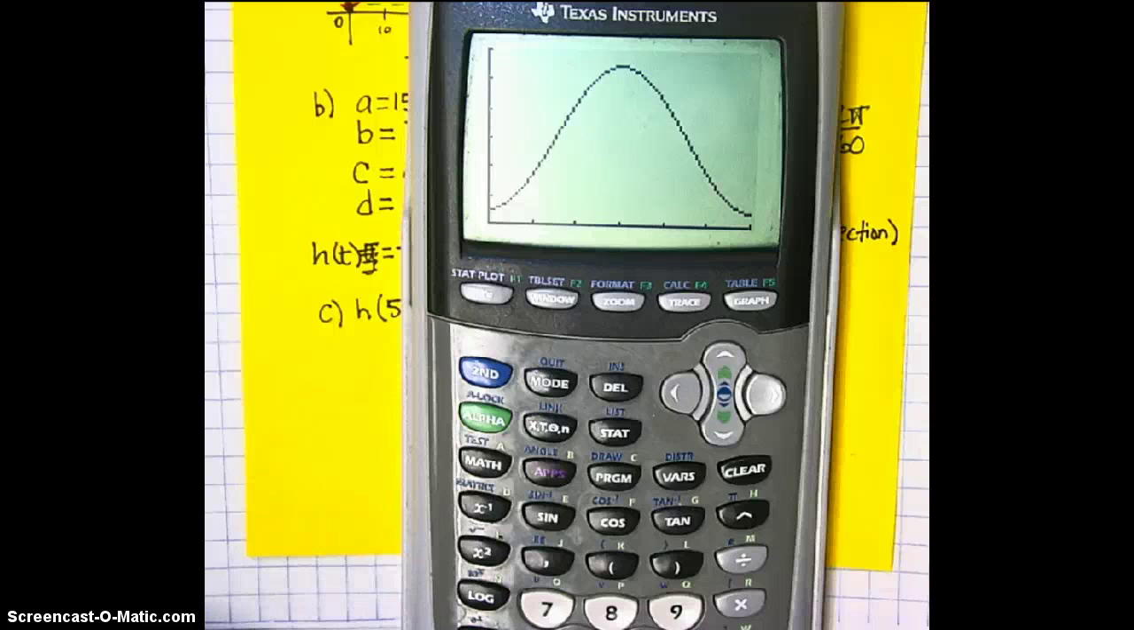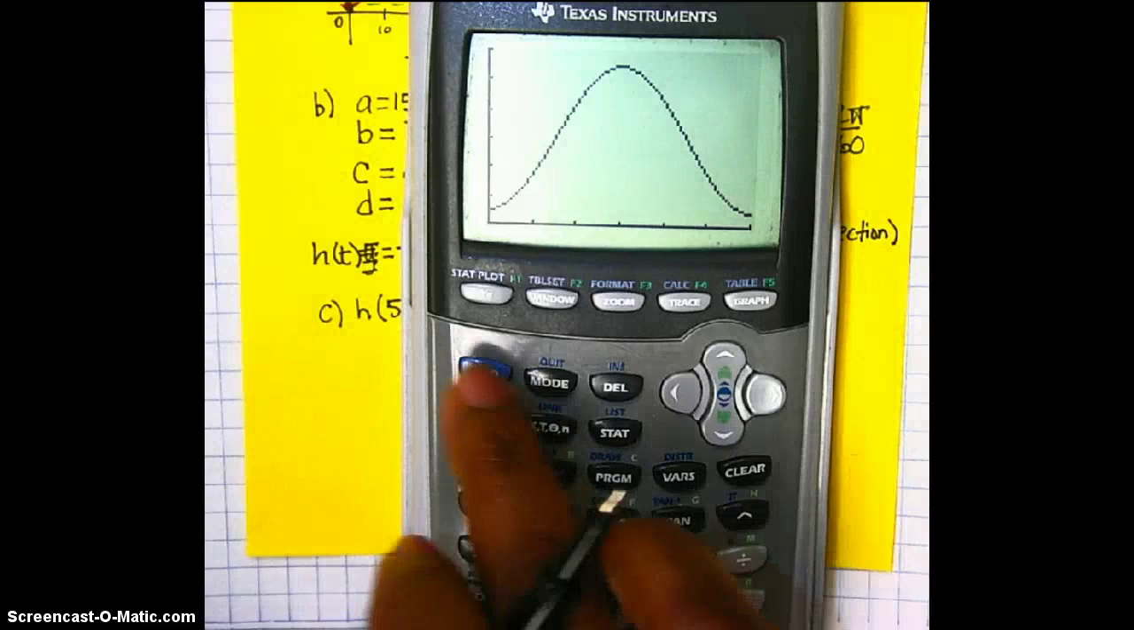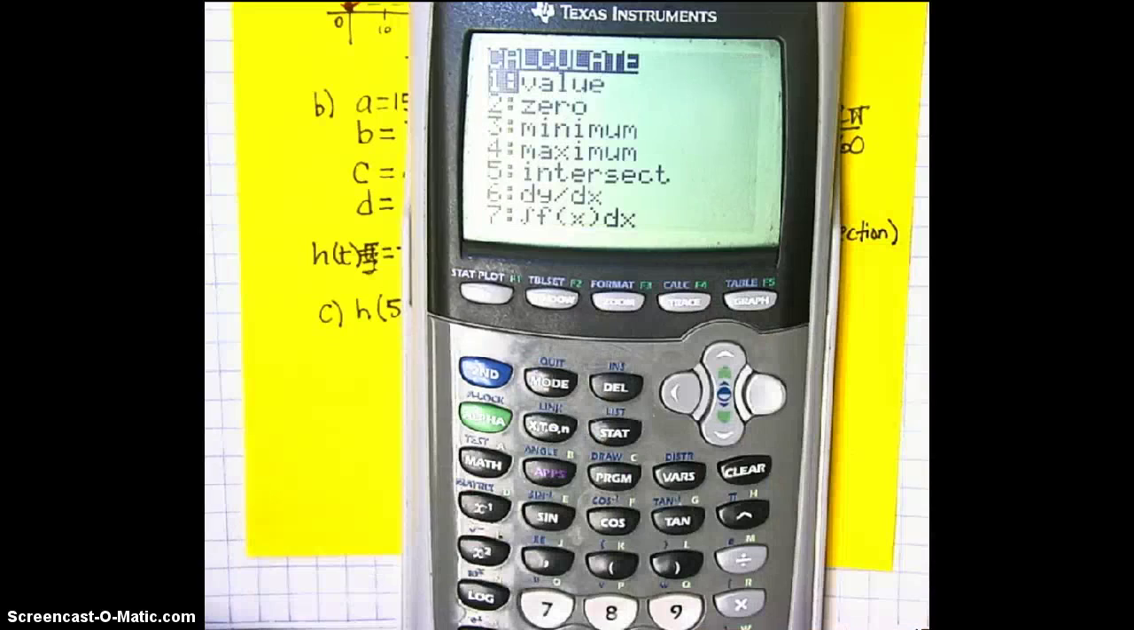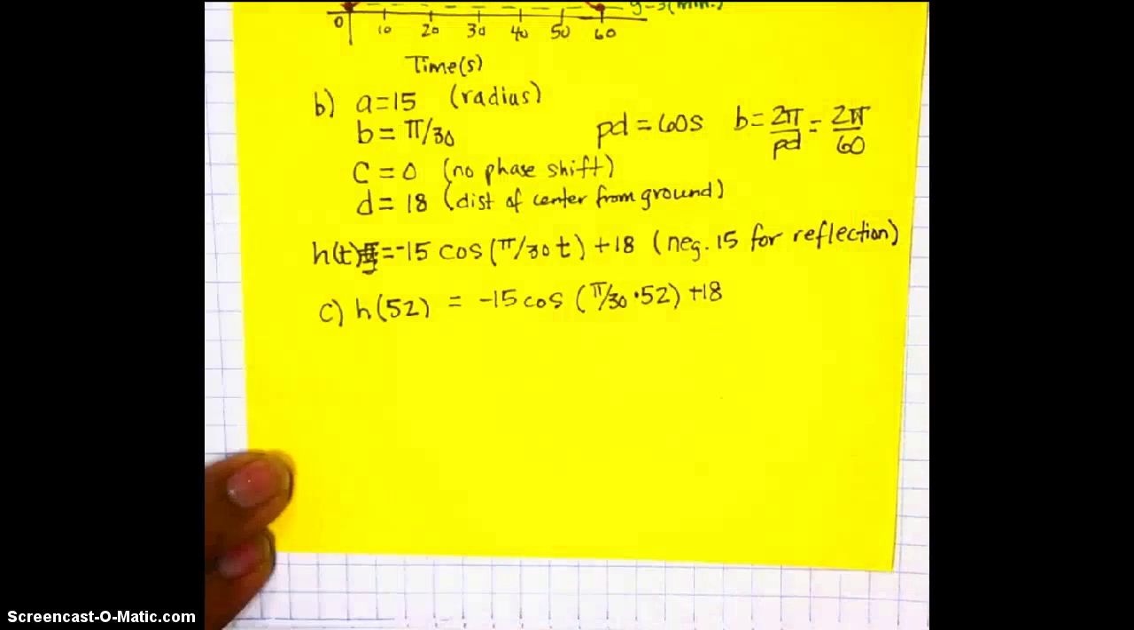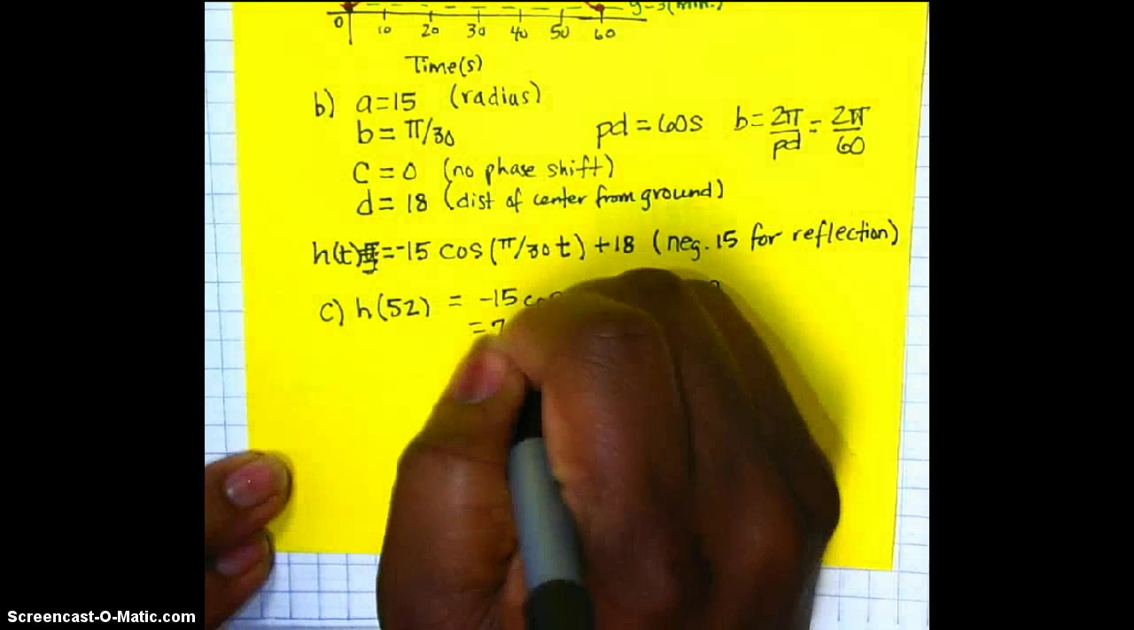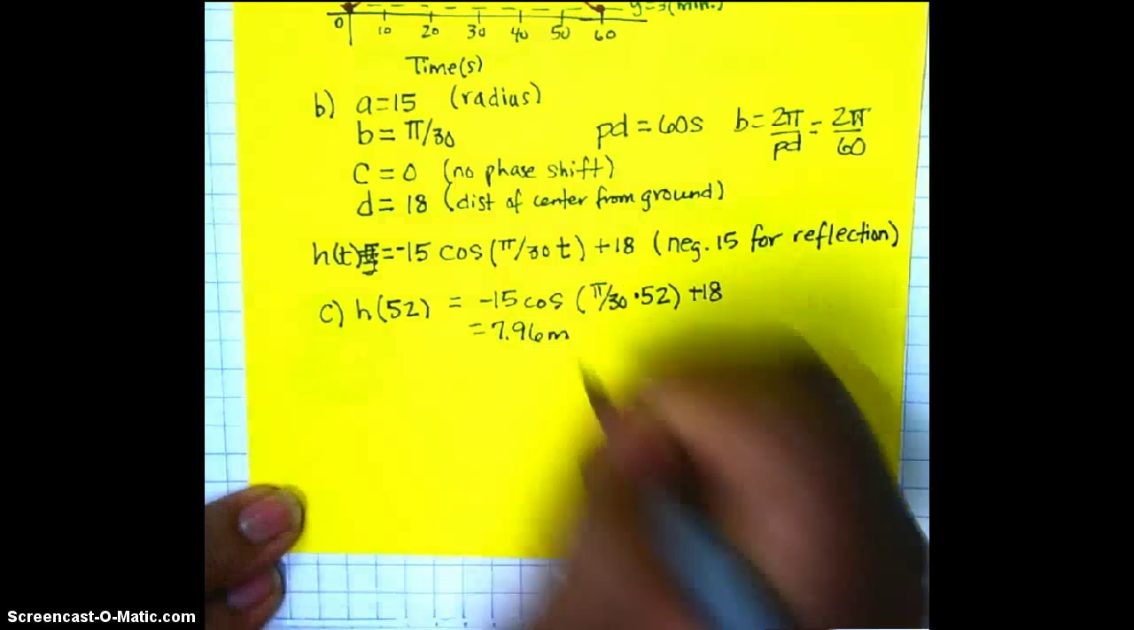Now what we're going to do is insert the value of 52 while the calculator is in graphing mode, and it will give us back the corresponding height. To do that, hit second and trace. Brings us to the calculate menu. Number 1 is value, choose it. And it's waiting for us to enter in an x value. The x value we want is 52. And so we see again that we have a height of 7.96 meters. So h of 52 is 7.96 meters.